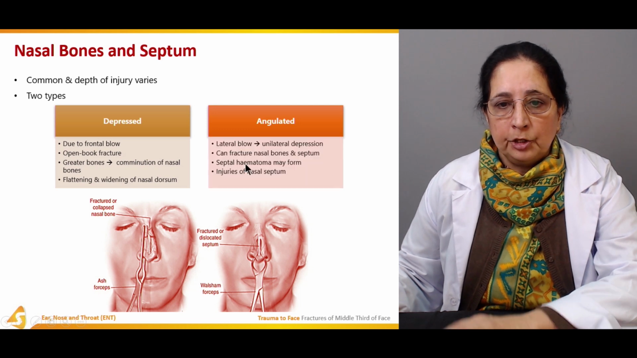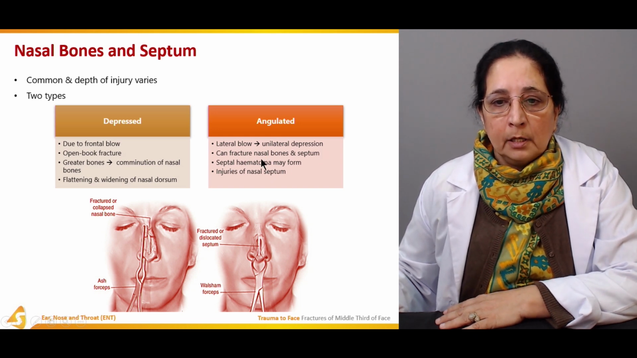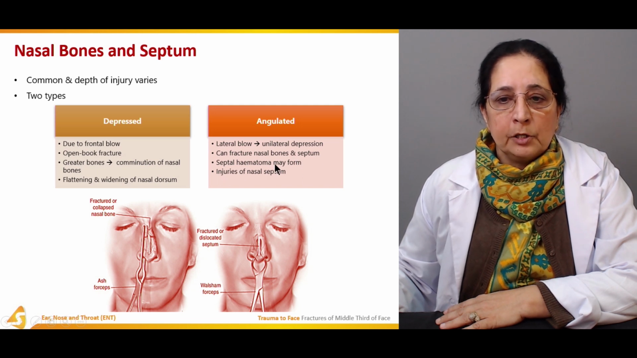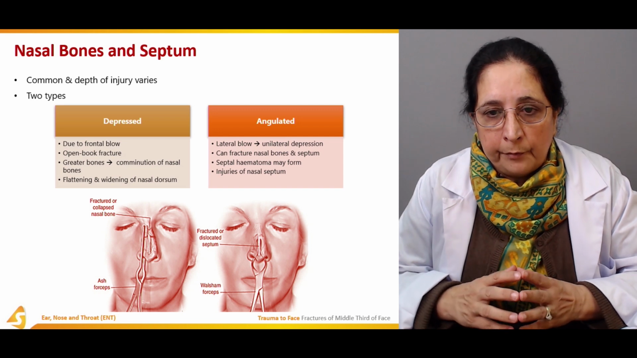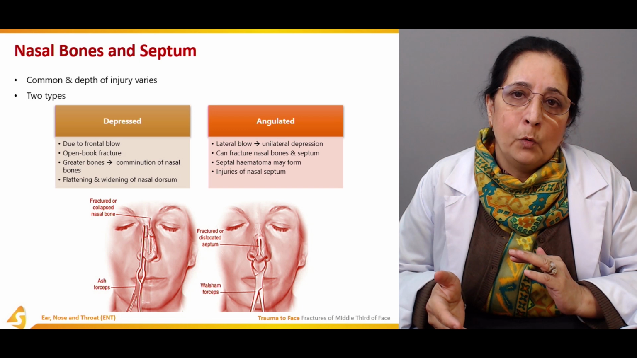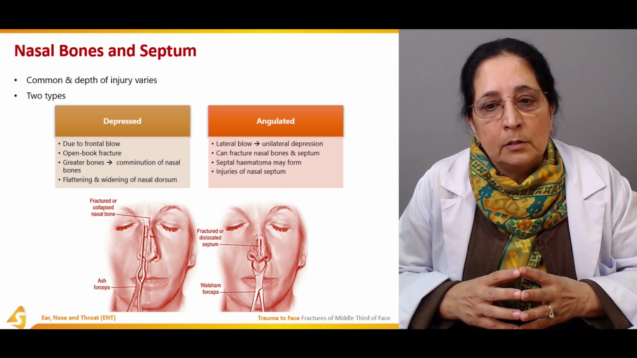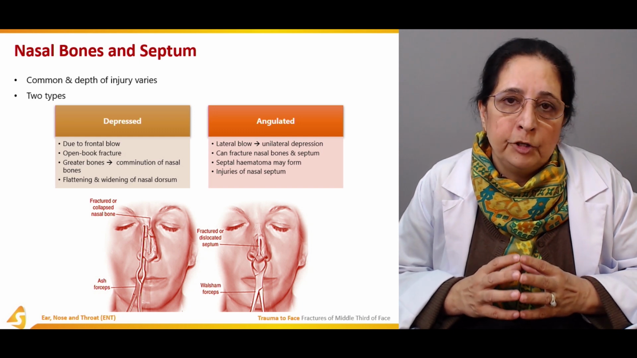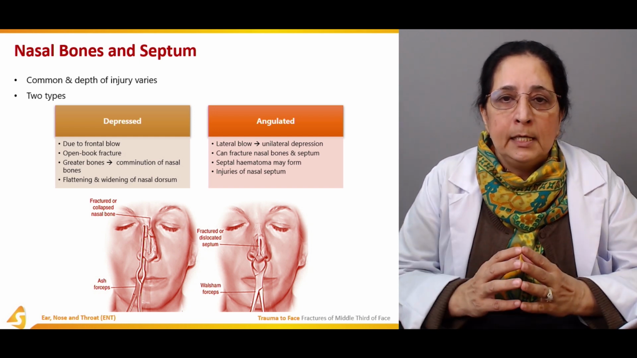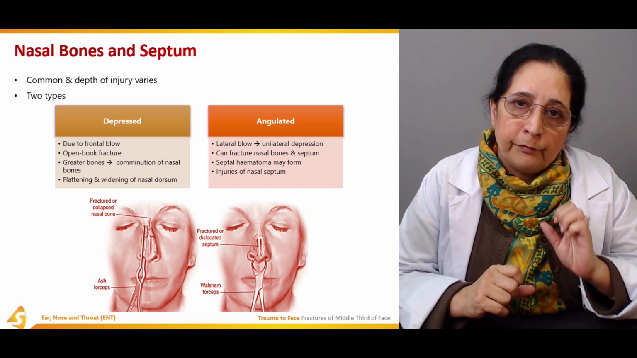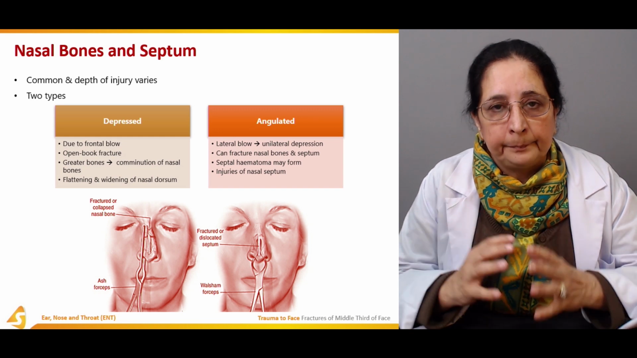Then the angulated fracture is because of a lateral blow on the nose, with unilateral depression, and it can fracture the nasal bones and septum. Septal hematoma may form with injuries of the nasal septum. With the blow, there is a hematoma, a collection of blood in the septum, and it can also cause injury to the nasal septum besides the nasal bone. So two types of fractures involve the nasal bone and septum. We have depressed due to a frontal blow, and we have angulated due to a blow from the side of the nose.